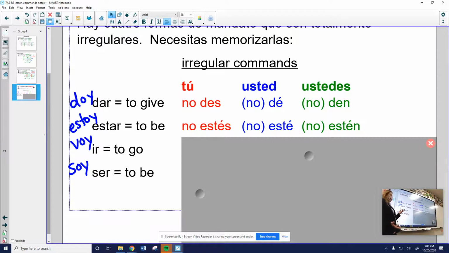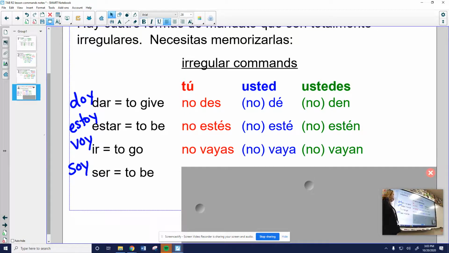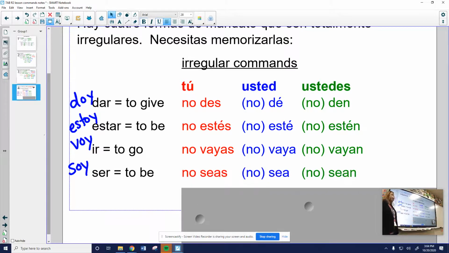Ir and ser just get kind of weird. You just kind of have to memorize them. The command stem for the verb ir is vaya. No vayas. Vaya o no vaya. Vayan o no vayan. The irregular command stem for ser is sea. No seas. Sea, no sea. Sean, no sean. So if nothing else, por favor, escribe en tu papel, just squish it in the bottom margin.